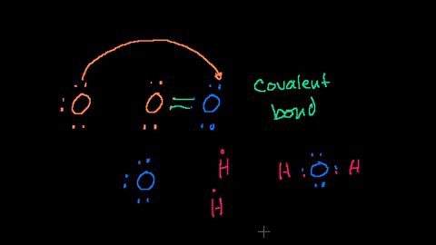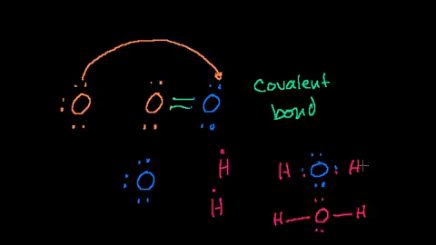Another way we could have written this, and I think I did this in the last video, I could have drawn it like this, where the implication is that each of these lines involves 2 electrons. These are equivalent statements. But in this situation, oxygen is more electronegative than hydrogen. It wants to get the electrons more than hydrogen. So in this situation, the electrons are going to spend more time around oxygen than they will around hydrogen.